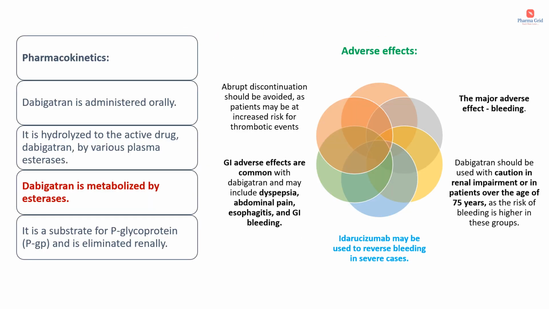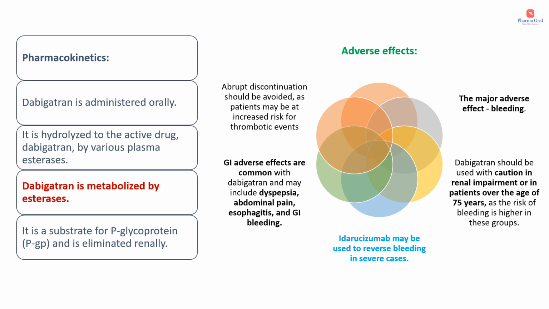Pharmacokinetics of dabigatran. Dabigatran is administered orally, and dabigatran etexilate is a prodrug. It is hydrolyzed to the active drug dabigatran by various plasma esterases. It is a substrate for P-glycoprotein and is eliminated renally.